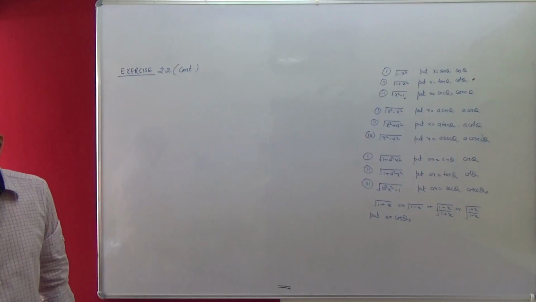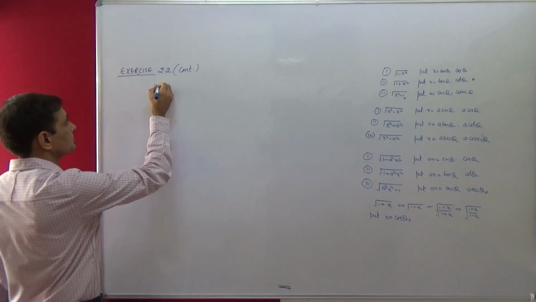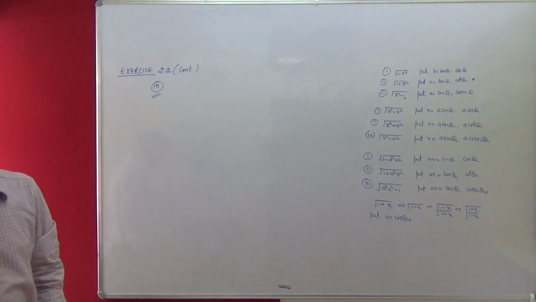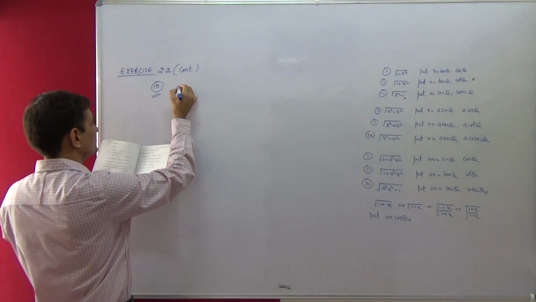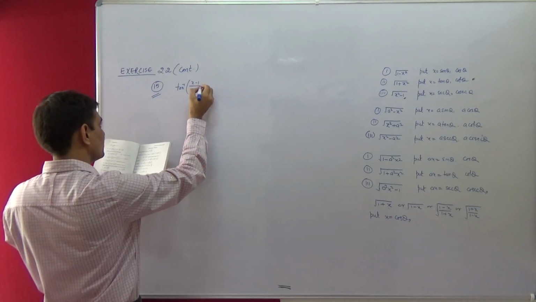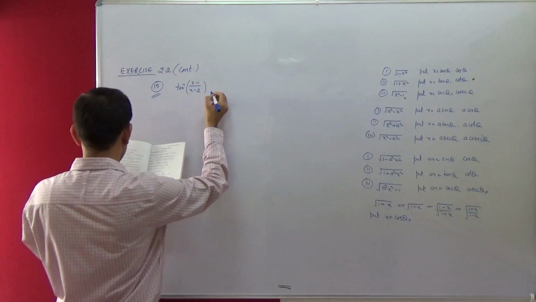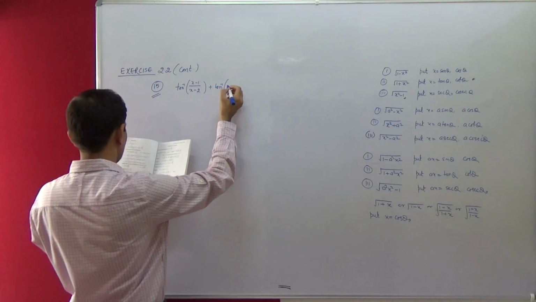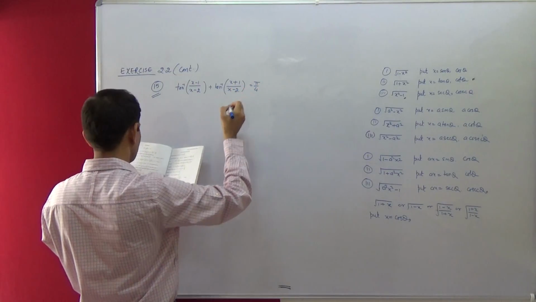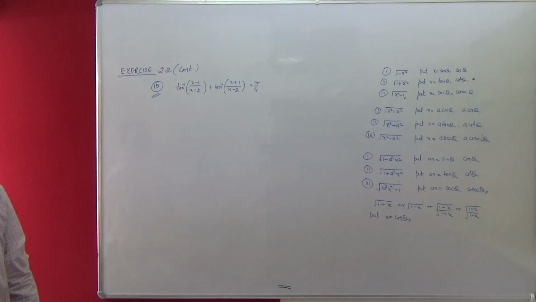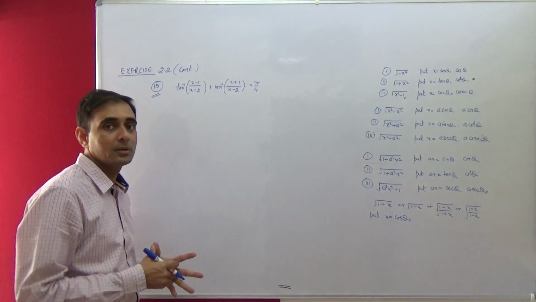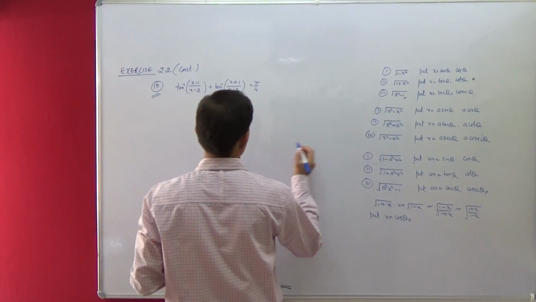Exercise 2.2 and question number 15. Tangent inverse of (x minus 1) upon (x minus 2) plus tangent inverse of (x plus 1) upon (x minus 2) is equal to pi by 4. Then find x. We have to find x.